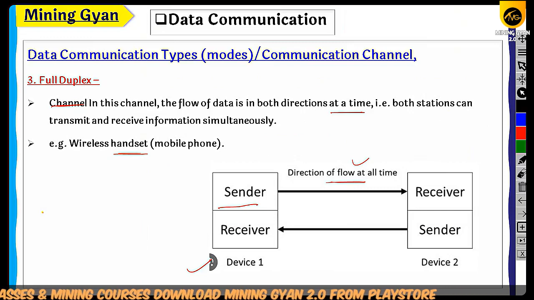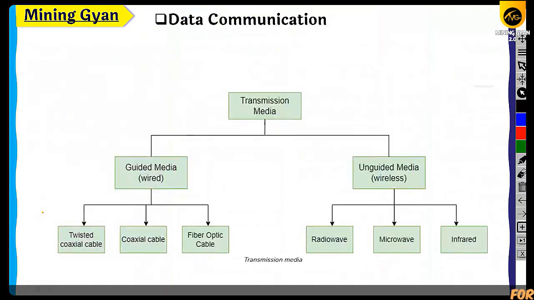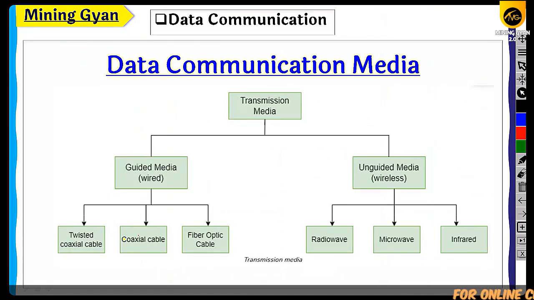So basically the next topic is data communication media. What will be the data communication media which provides any kind of medium for transferring data from one place to another place? Okay, so this is the transmission media. Basically, transmission media are categorized into two categories. First is the guided media or wired media, and the second one is the wireless or unguided media.